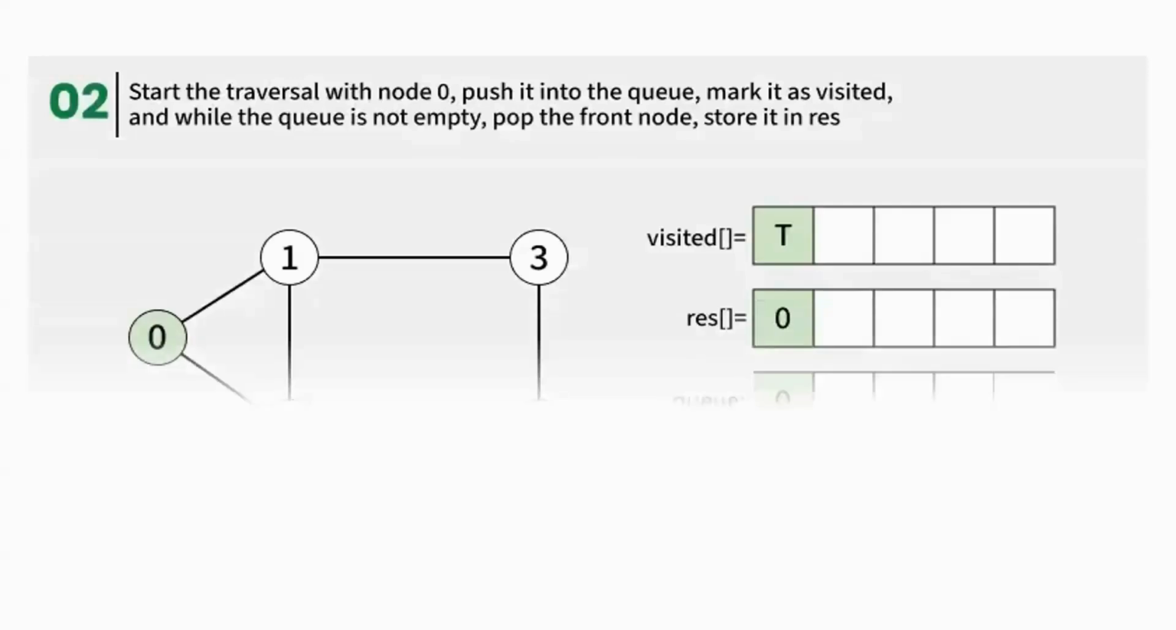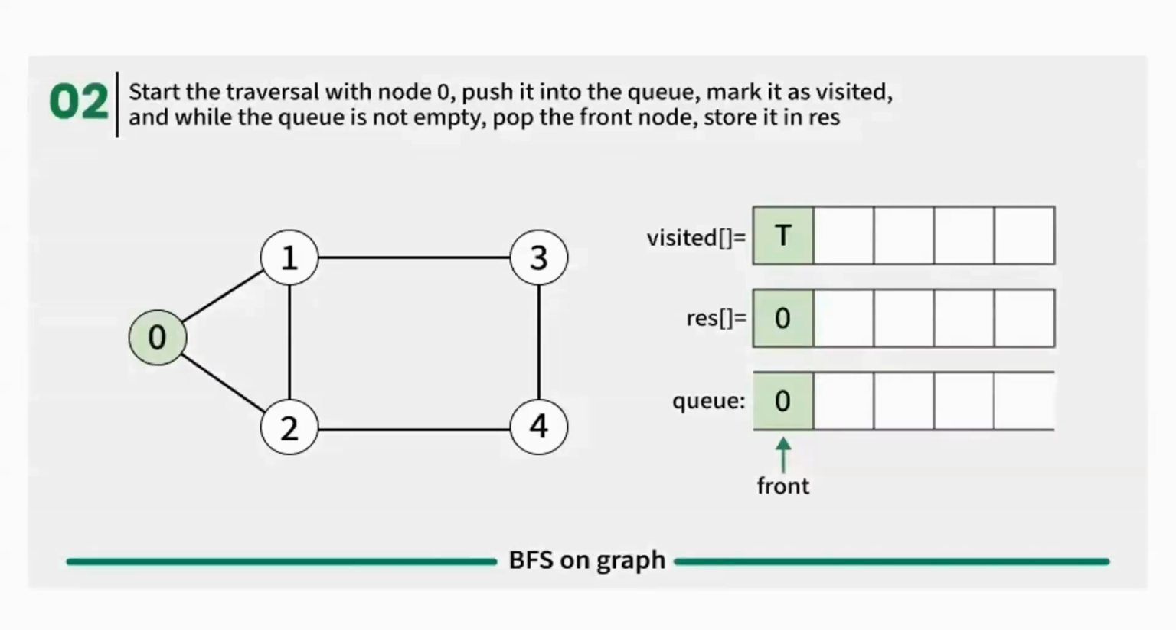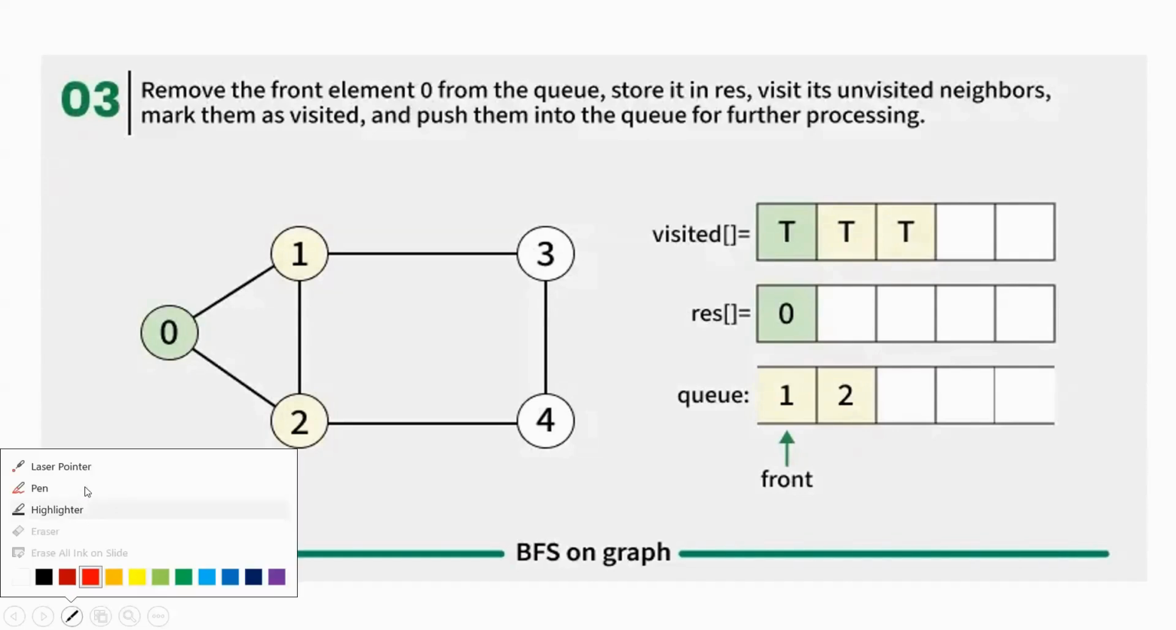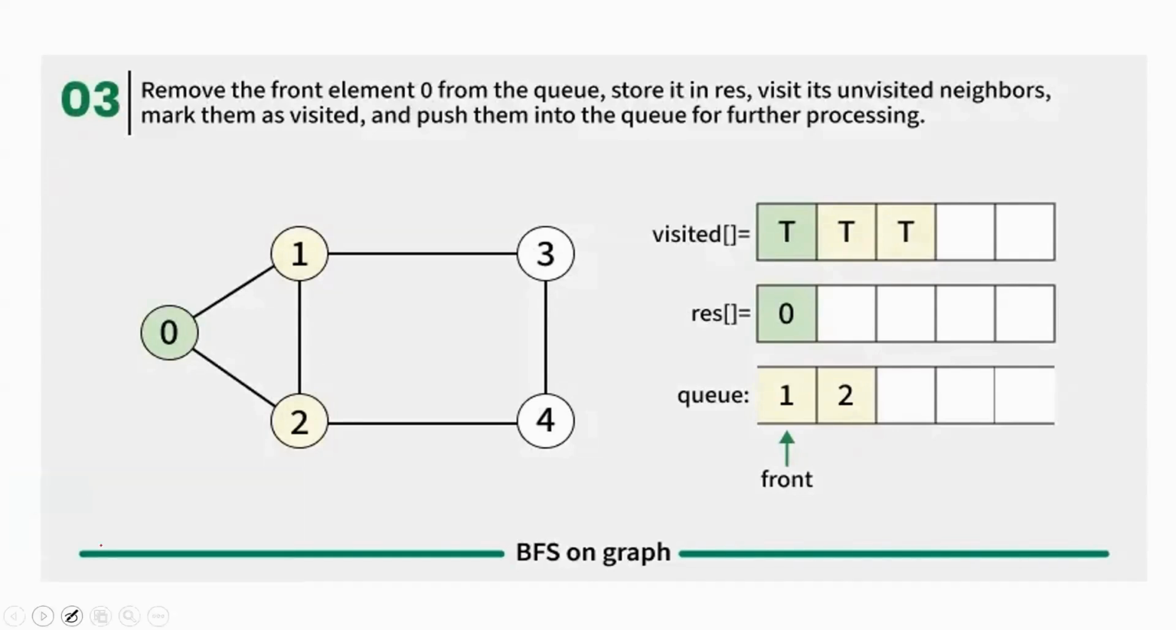Let's move to step two. It started with 0, so in visited, it is marked as T. Started the traversal with node 0. Push it into the queue, 0. We entered it and marked it as visited. And while the queue is not empty, pop the front node and store it. Like we have 1 and 2. We enter the next step, like we entered 1 and 2 here. The sequence is like that, according to color we're processing.